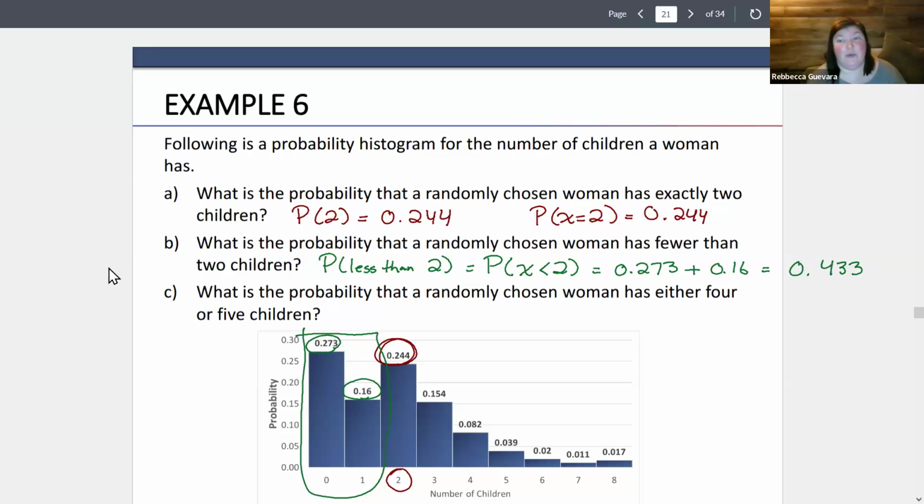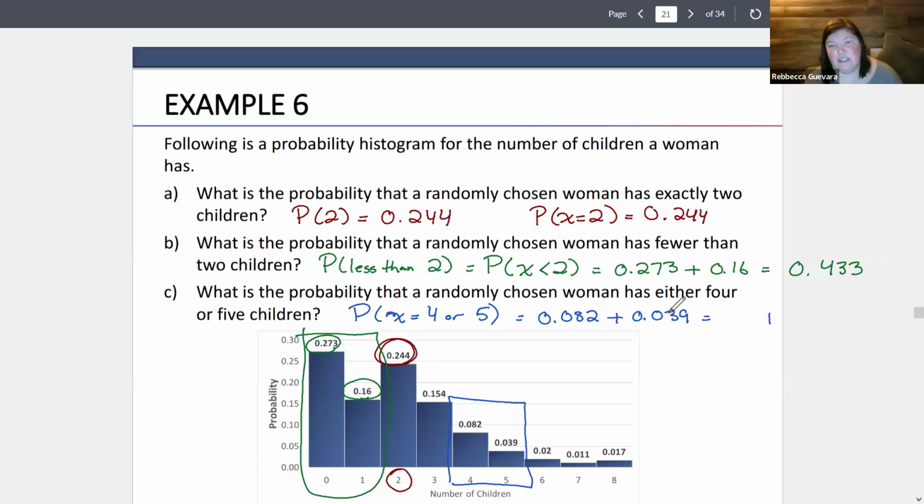The last one was the probability that a randomly chosen woman has either 4 or 5 kids. So my random variable is 4 or 5, which represents this right here. That is 0.082, so the chance of 4 kids is about 8%. The chance that you have 5 kids is almost 4%. If I add those together, 1, carry it, 8, 9, 10, 11, 12, we get 0.121, or about 12%.